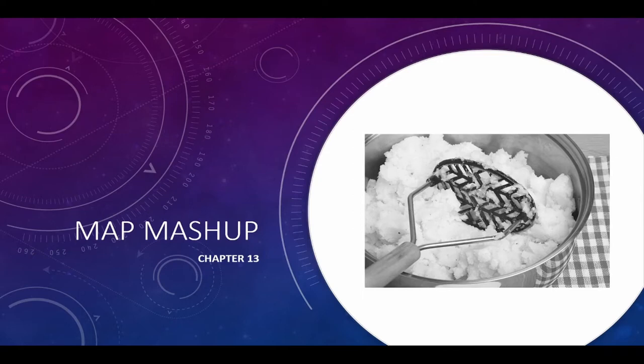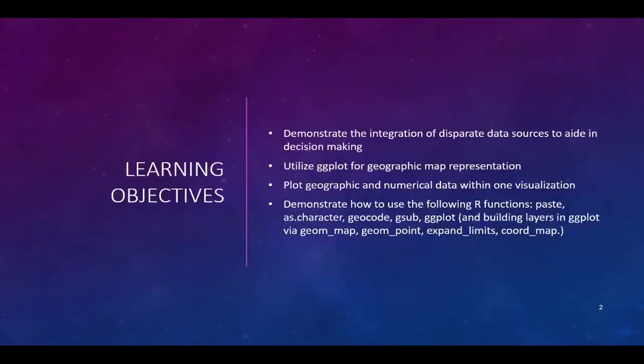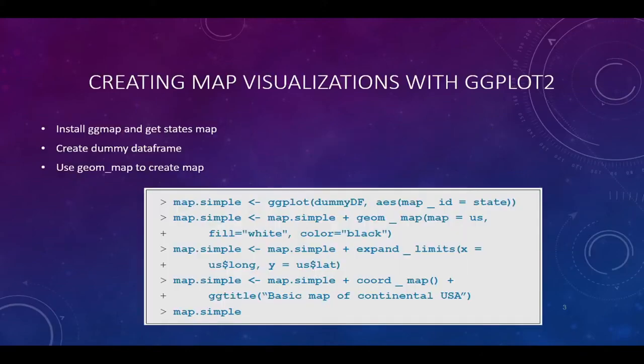So let's get started. Chapter 13 is called Map Mashup, and it's actually quite a short chapter. If you can't tell by the name, we're going to be putting maps underneath our data, and we're going to demonstrate that integration of data sources to aid in your decision making. We're going to utilize ggplot for geographic map representation as opposed to just a regular graph. We're going to plot geographic and numerical data with one visualization, and we've got a whole bunch more R functions to learn. So let's get started.